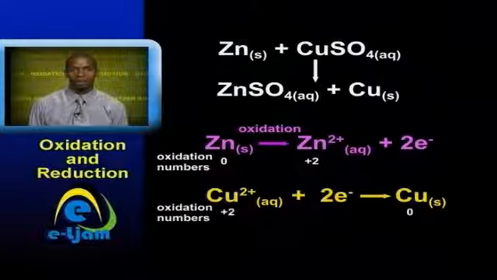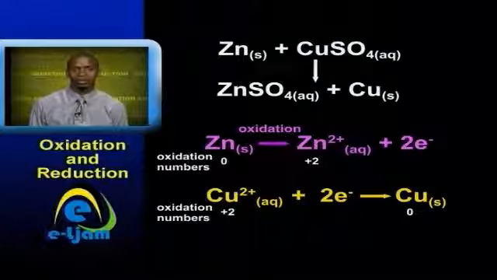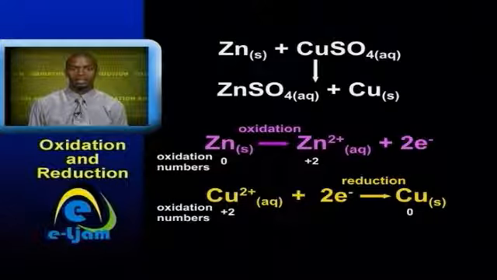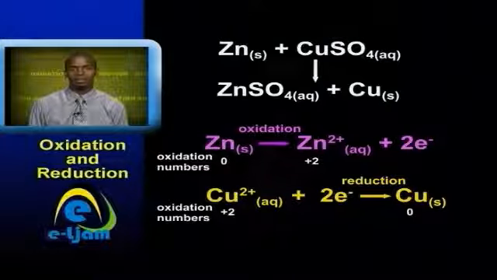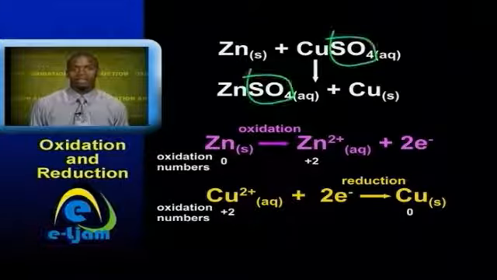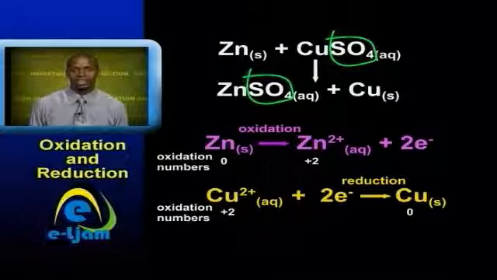Oxidation state moved from +2 to 0. There's a decrease in oxidation number, therefore reduction occurred. Zinc is a reducing agent as it caused the reduction of copper 2+ to metallic copper, while copper 2+ ions are the oxidizing agent as they caused the oxidation of zinc from its metallic form to Zn2+ ions. In this case, the sulfate ion is considered a spectator ion as it did not undergo any redox change.